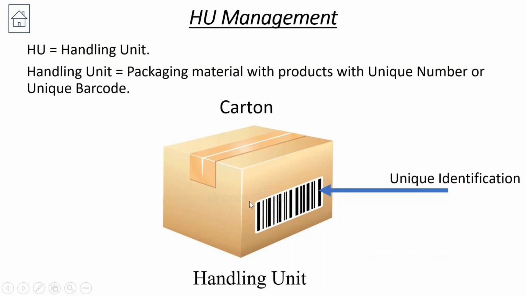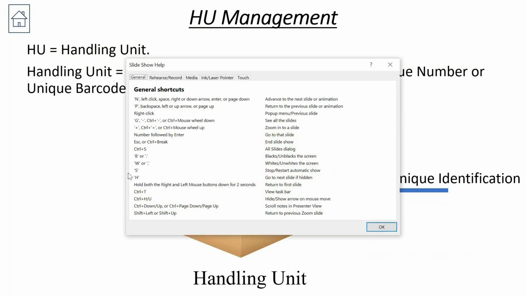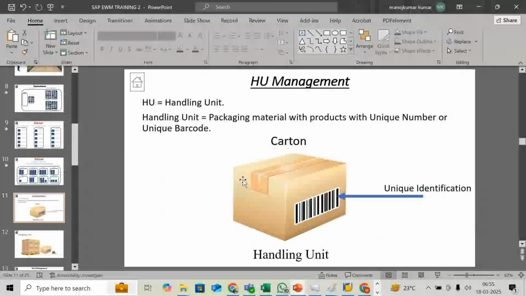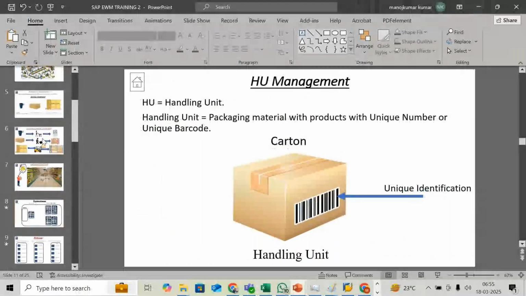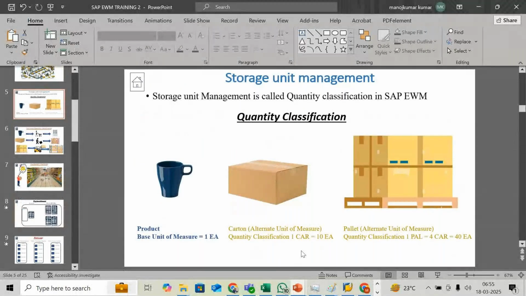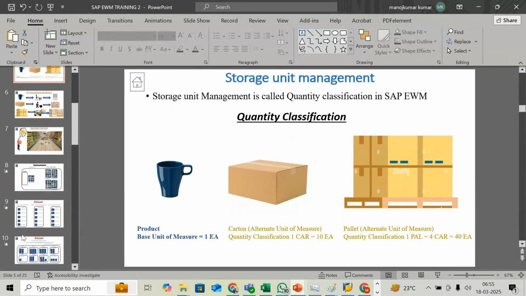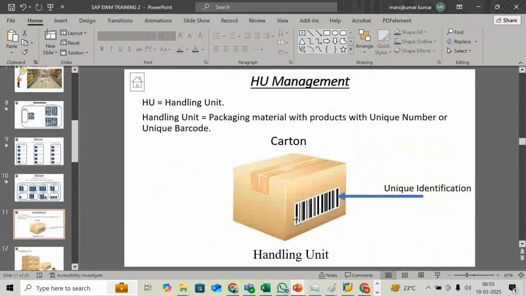In case of quantity classification, there is no question of storing one product extra or one product less. Always you have to store one carton of these products, meaning always 10 you have to store. But in case of handling unit management, we can store the products, but this unique identification should be there.